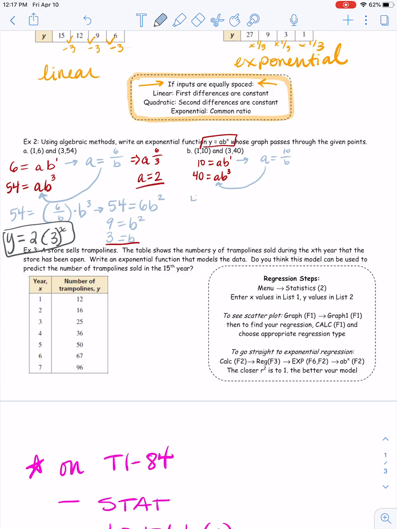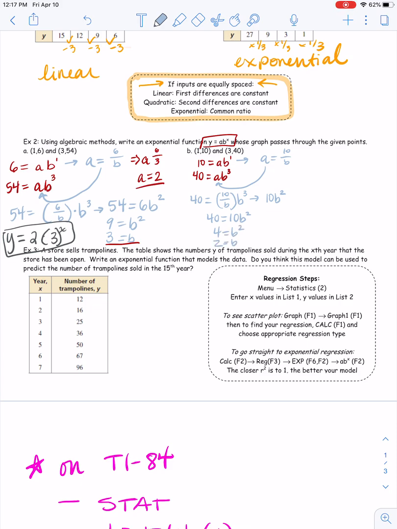So now I have 40 equals 10 over b times b cubed, which just simplifies to 10b squared, which is equal to 40. So if I have 40 equaling 10b squared, I divide by 10 first to give me 4, take the square root, so I get b to be 2.